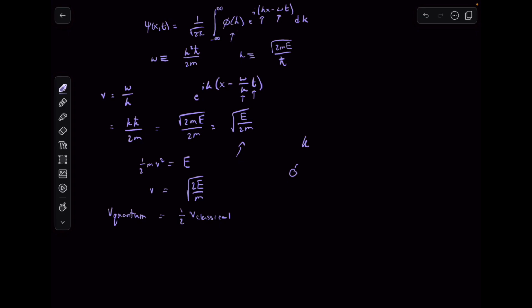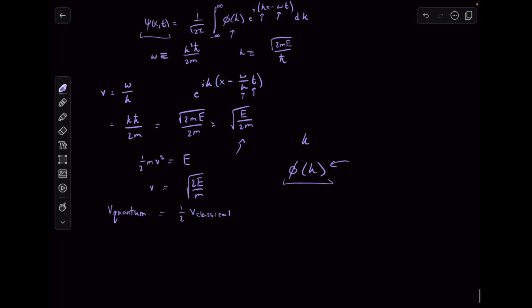That's where that information is contained in this phi of k function. And just as a kind of aside from the last video, we interpreted this phi of k as being the Fourier transform of our psi function. So that's kind of interesting.